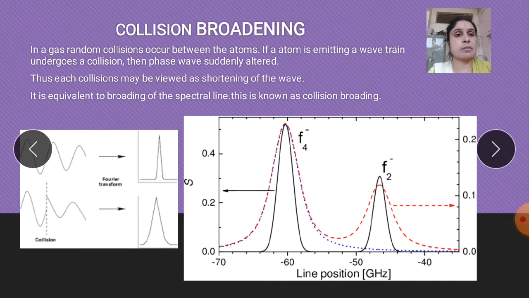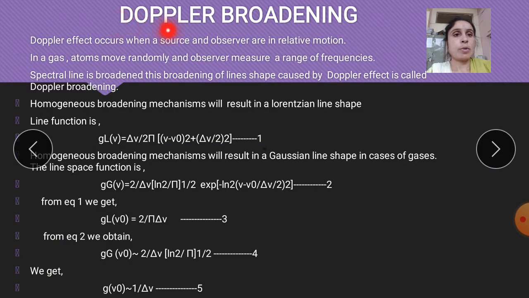So, next is the Doppler broadening mechanism. In this Doppler broadening mechanism, the Doppler effect occurs when a source and an observer are in relative motion. This type of broadening occurs from the relative motion of the wave source.